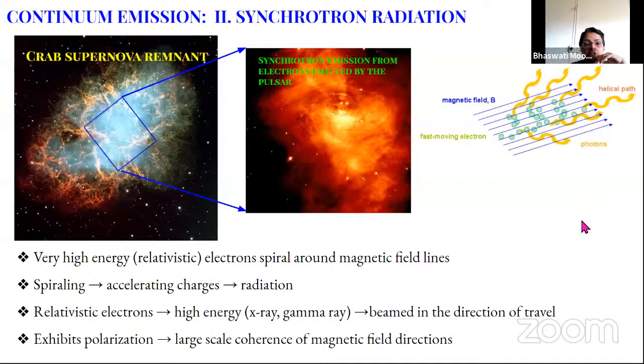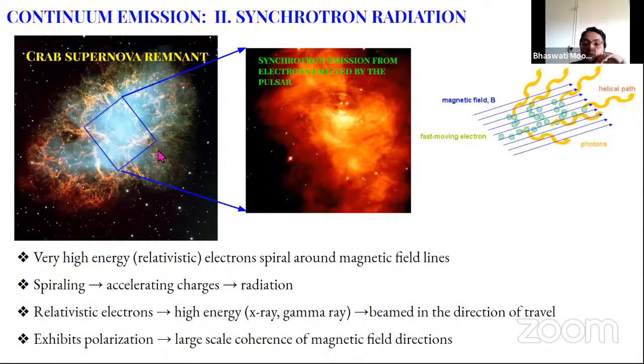So now the second emission mechanism, which is also very frequently seen, is known as synchrotron radiation. You may or may not have heard of the term, but I'm sure you have heard of the term cyclotron radiation. So synchrotron is a relativistic form of it. Now this is a very nice picture. What does it show? It shows the Crab supernova remnant.